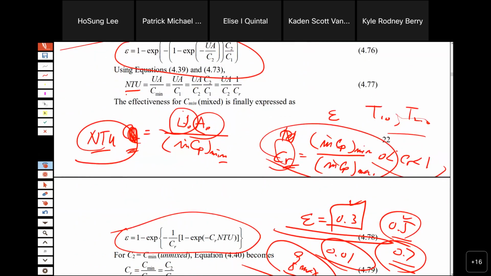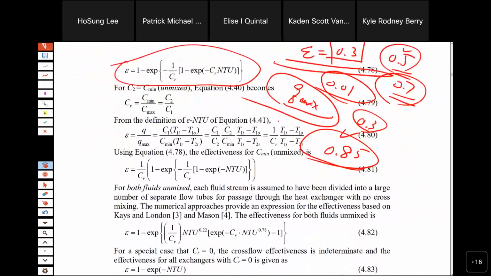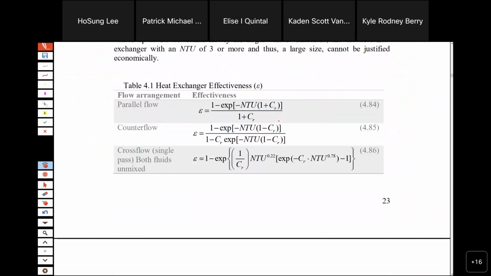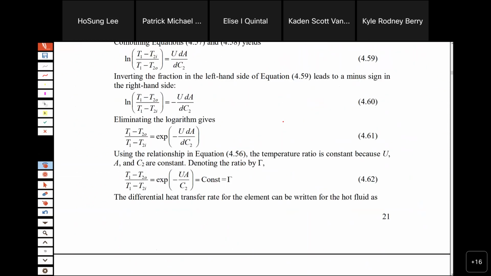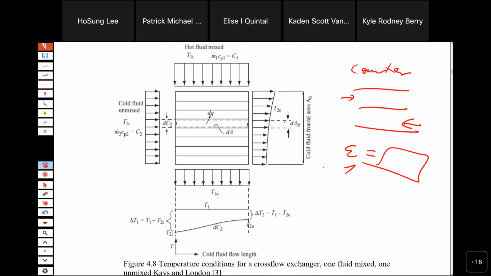Still, I'm using NTU, the same UA, C min. C is capacitance, C min. So once you have C1, C2, you have to compute which one is the C min. And one more thing, it actually depends on mixed or unmixed.